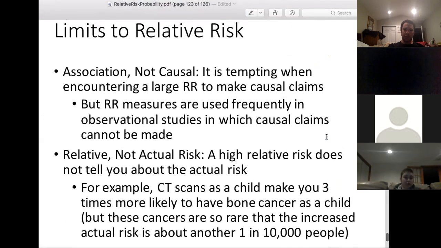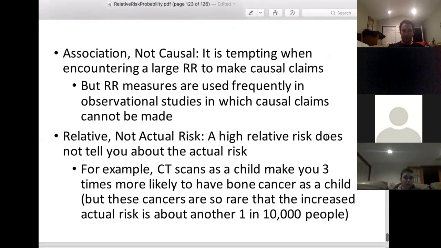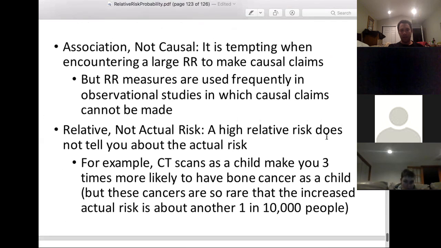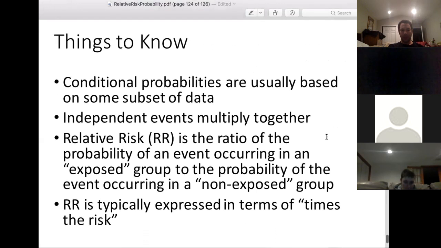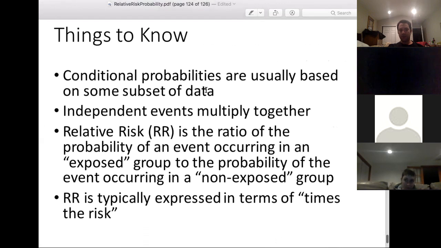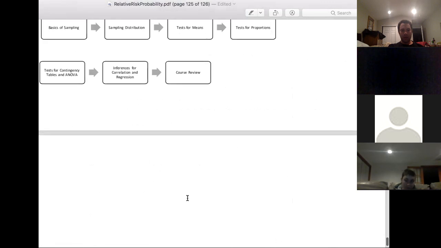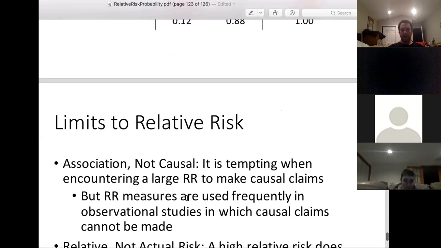There are some limitations to relative risk because it's an association. It's not causation. You're not proving anything that's causal. We actually don't do that in statistics. We can say there's a correlation, but not a causation. So those are some things to know, and that was the end of that lecture.